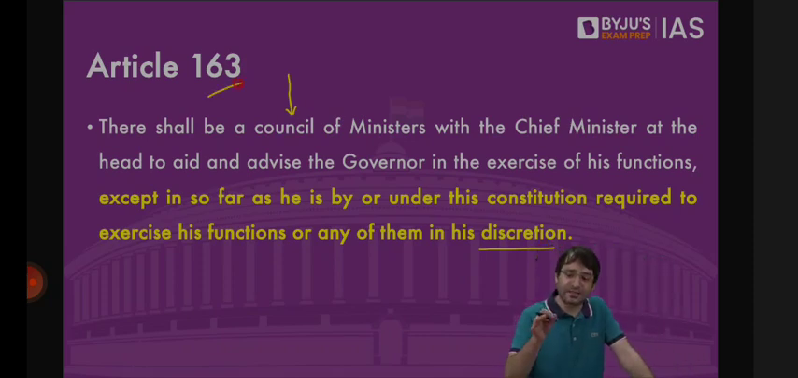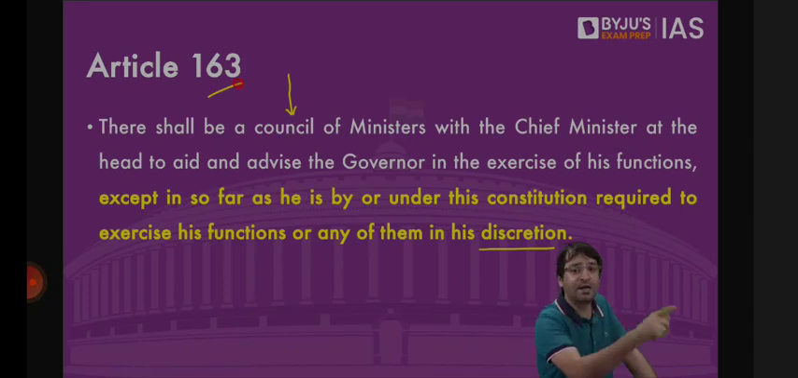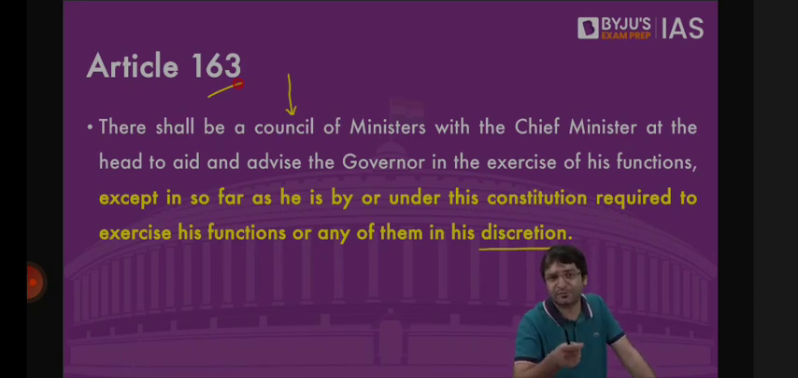Constitution says there shall be a council of ministers with the chief minister at its head to aid and advise the governor, who shall act on that advice. Just like we have Article 74, there shall be a council of ministers with the prime minister at its head to aid and advise the president, who shall act on that advice. Which means whatever advice is given by the chief minister and council of ministers to the governor is binding on the governor, just like whatever advice is given by the prime minister and council of ministers to the president is binding on the president. But then the Constitution talks about some ambiguity.